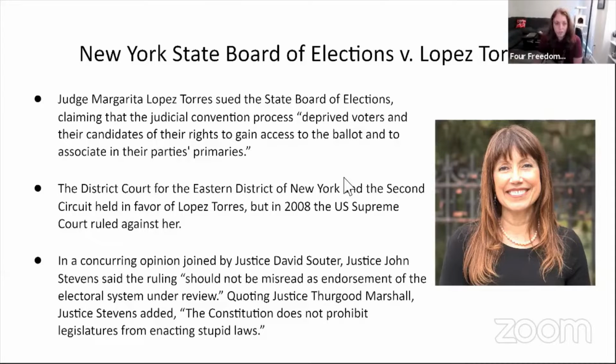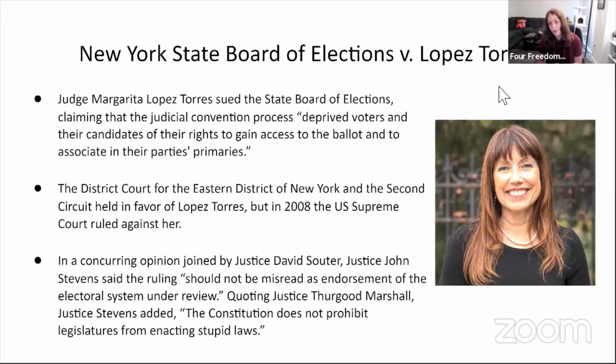So she sued. She sued the State Board of Elections. She claimed that the judicial convention process deprived voters and their candidates of their rights to gain access to the ballot and to associate in their party's primaries. And actually, two lower courts agreed with her. The District Court for the Eastern District of New York and the Second Circuit ruled in her favor. But in 2008, the US Supreme Court ruled against her.